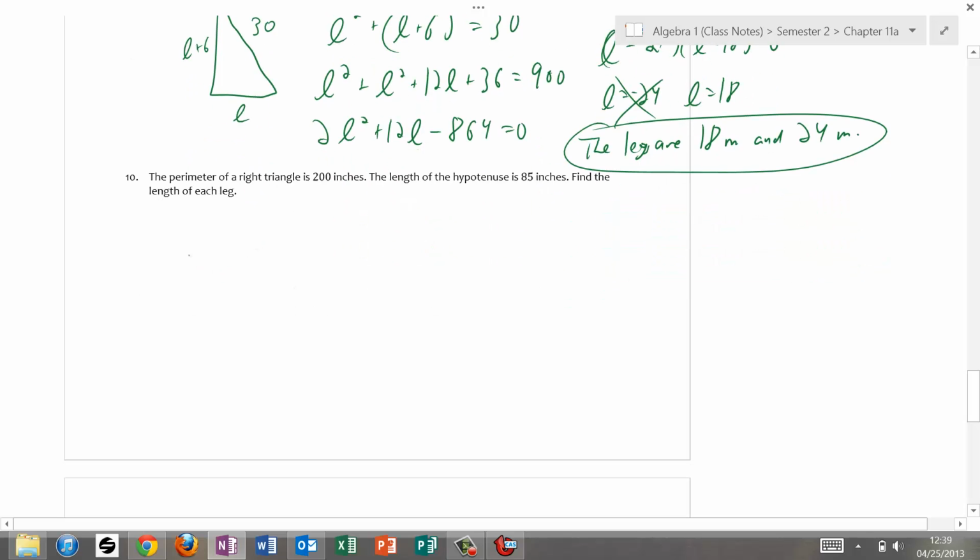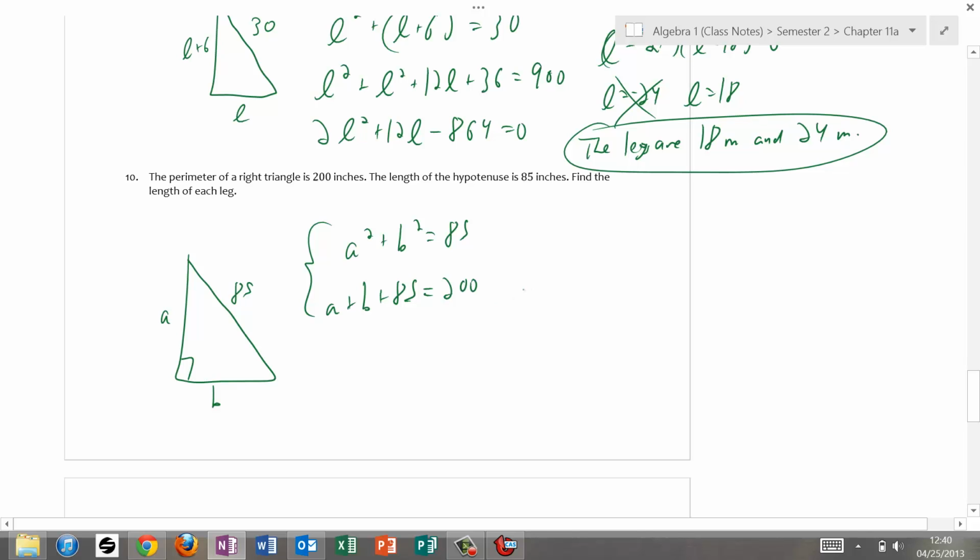Finally, we know the perimeter of a right triangle is 200 inches. That's the distance all around. The length of the hypotenuse is 85 inches, as we have A and B. So I know that A squared plus B squared equals 85 squared, and if the perimeter is 200, I know that A plus B plus 85 is equal to 200. Let's do a substitution on this. A plus B is equal to 115. That means that B is equal to 115 minus A.